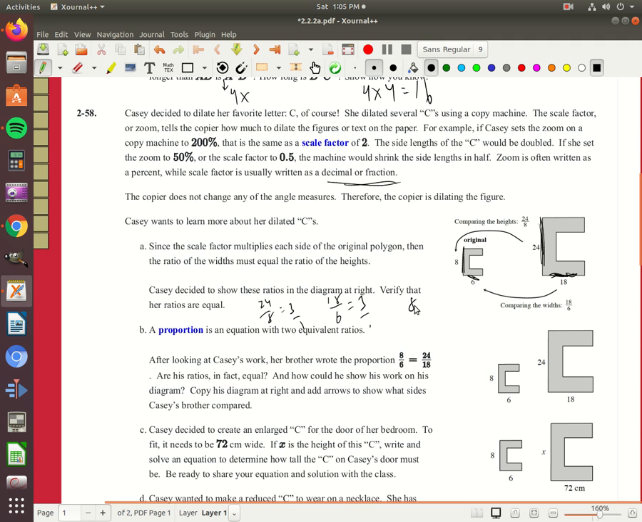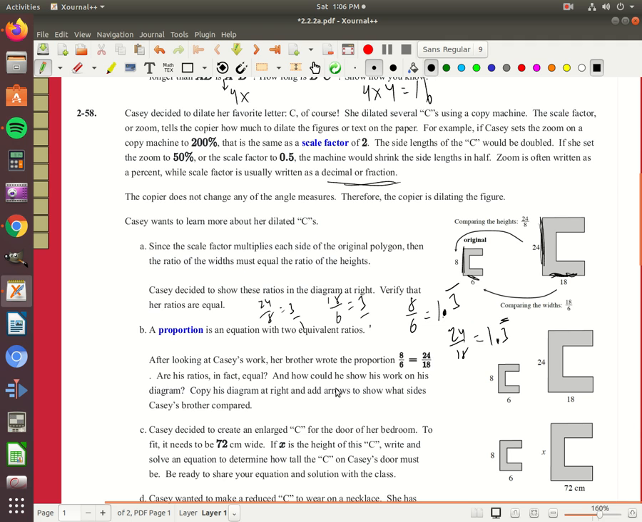And yeah, I think 8/6 is 1.25, and 24/18, actually, I lied to you. It's 1.3 repeating. I apologize. If you grab a calculator and divide 8 by 6, you'll get 1.3 repeating. And 24 divided by 18 was also 1.3 repeating. So yeah, that actually seems to work as well. How could he show his work on the diagram, copy his diagram, right?